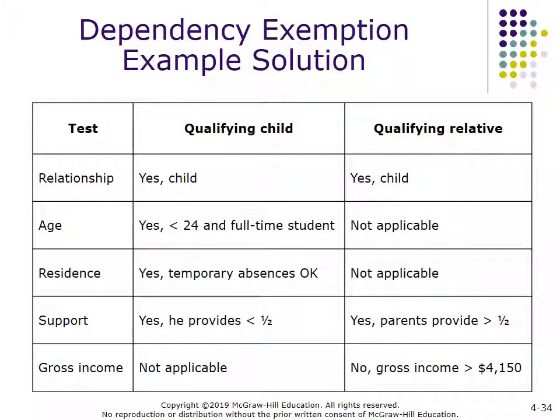Would he be a qualifying relative? Well, the only three tests we have to look at here: does he meet the relationship test? Yes, he's their child. Does the taxpayer, the parents, provide more than half of his support? Yes, they provide $7,000, he provides $6,000. That scholarship is not included in the computation. Does he meet the gross income test? No. He makes $7,000 or $8,000 in wages during the year. That's all taxable. So his gross income is more than $4,150.